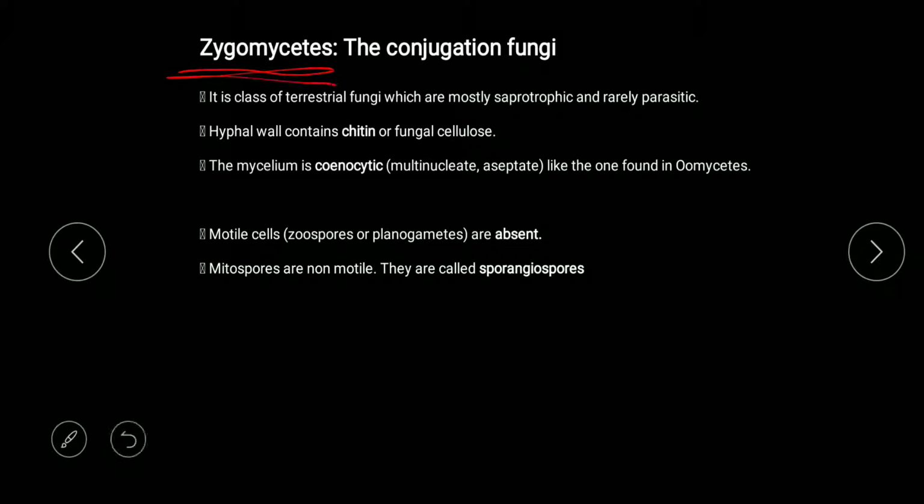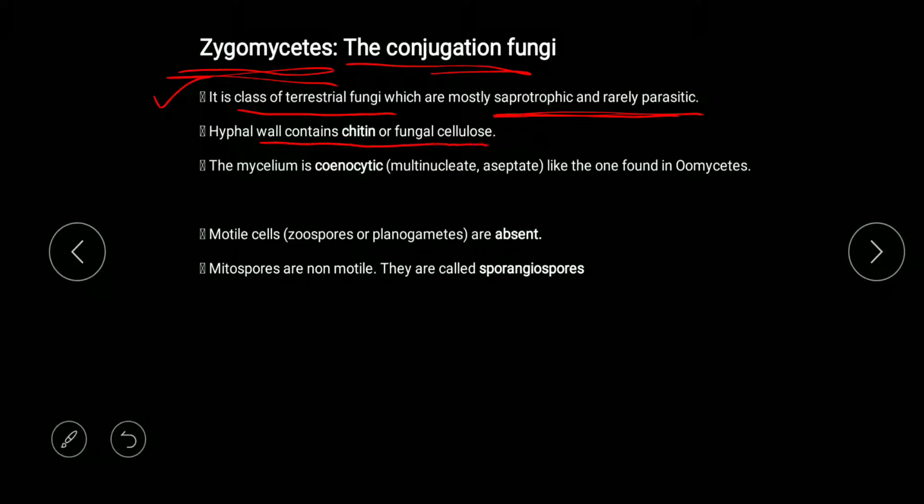And in Zygomycetes we are going to study what are known as conjugation fungi. Now it is a class of terrestrial fungi. First statement you should understand, it is a class of terrestrial fungi and are mostly saprotrophic, rarely parasitic. This is an important statement, mostly saprotrophic, rarely parasitic, and they are conjugation fungi. Why are they known as conjugation fungi? We will deal with this.